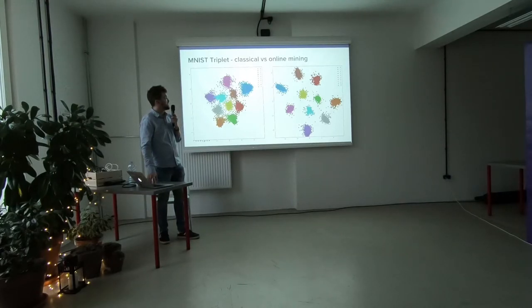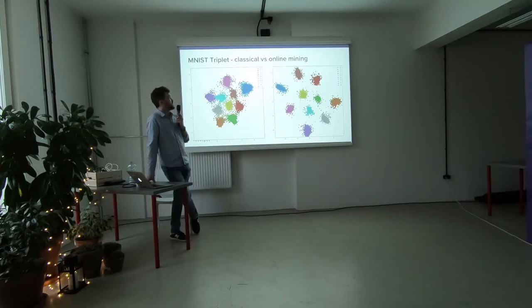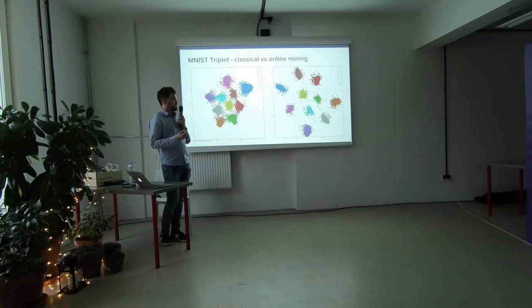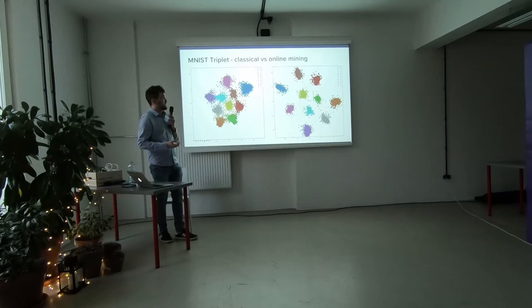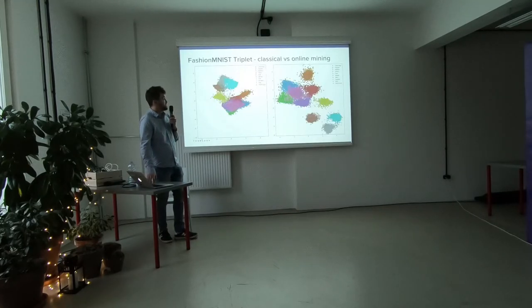Even in the case of the MNIST dataset, which is easy and should be easy to train, this process of triplet selection is quite important. We can see how we can benefit if we do it the smart way and select the hard triplets within the training. We get much better separation between classes. And the same goes for Fashion-MNIST. I think the difference is maybe even better here.